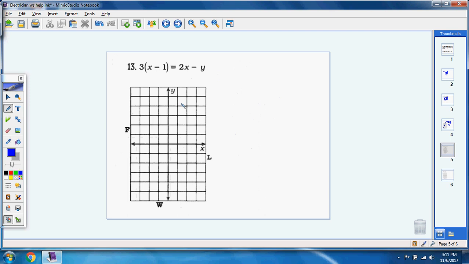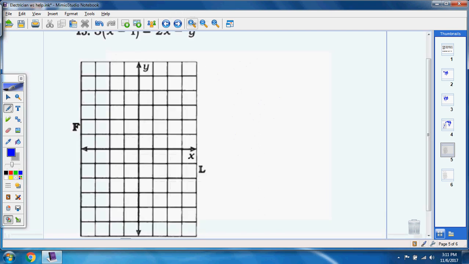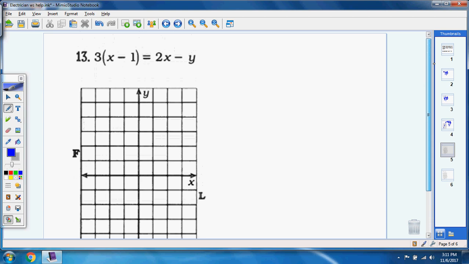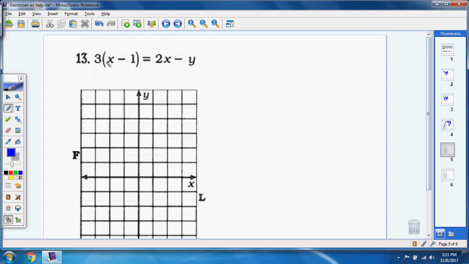All right, number 13. Oh, first step is distributive property. So I'm going to do the distributive property and put it over here fresh. So 3 times x is 3x. 3 times -1 is -3 equals 2x.